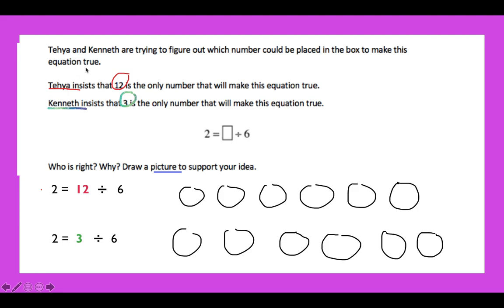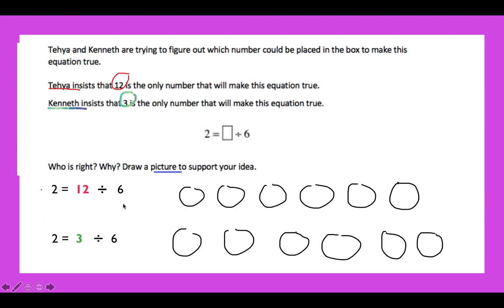The next question says, Taya and Kenneth are trying to figure out which number could be placed in the box and make this equation true. Taya insists that 12 is the only number that will make this equation true, and Kenneth insists that 3 is the only number that will make this equation true. So Taya thinks that 12 should go in this box, and Kenneth thinks that 3 should go in this box. The question asks who is right and why. Draw a picture to support your idea.